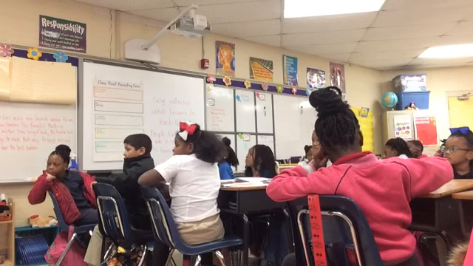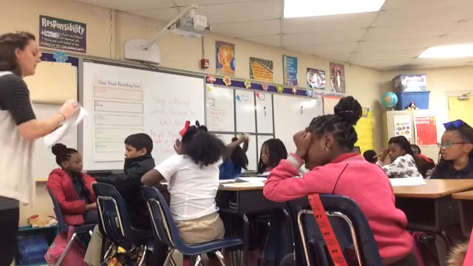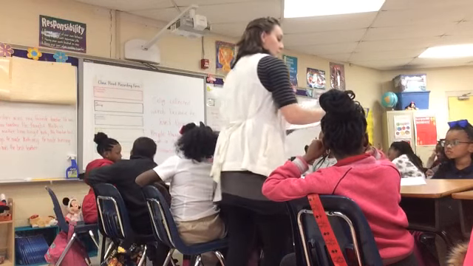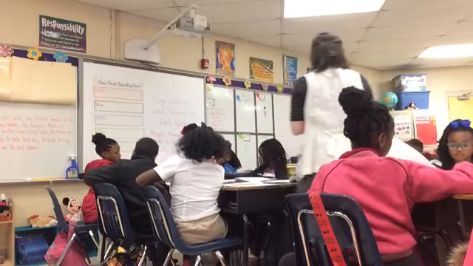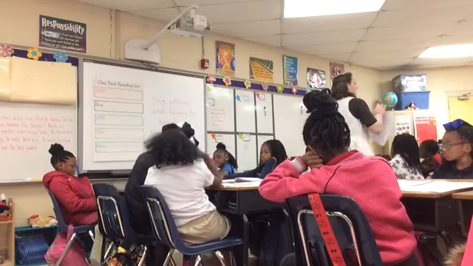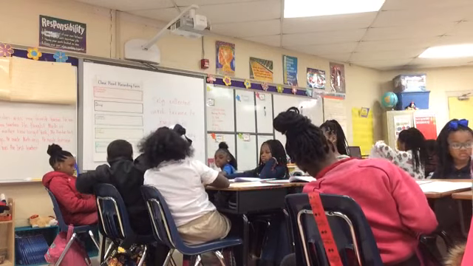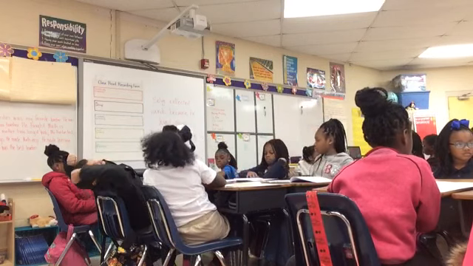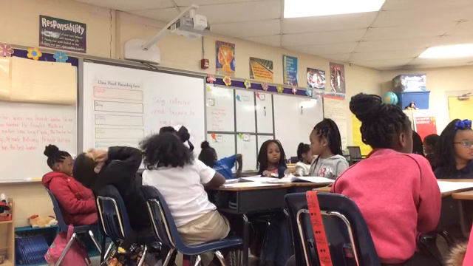So, the first thing that we're going to do is work on annotating our text so that we can answer our questions really easily. I'm going to give you a copy of the story. Take one and pass it around to the rest of your group. You're going to take your pencil and annotate the text, which means that you are going to underline what you need to know and what's important to answer the questions.